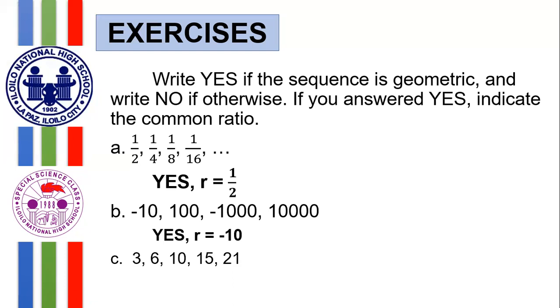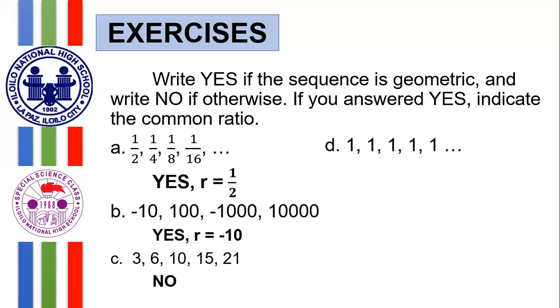How about 3, 6, 10, 15, 21? This is no, because 6 divided by 3 is 2. 10 divided by 6, it's 5/3. So they are not equal. So no.